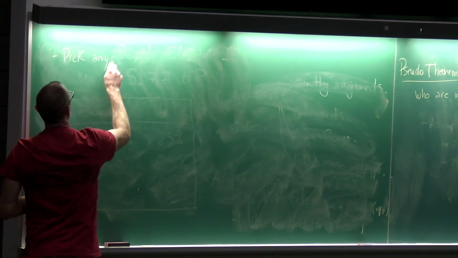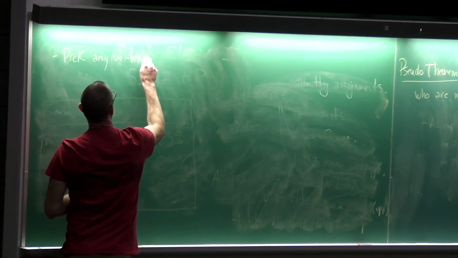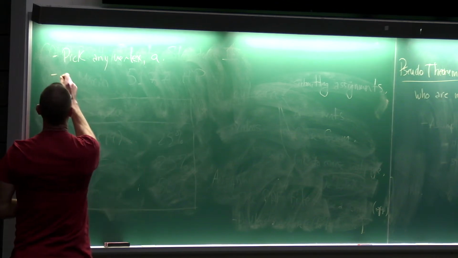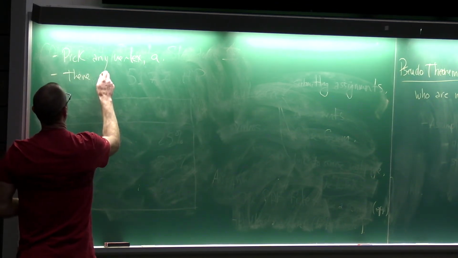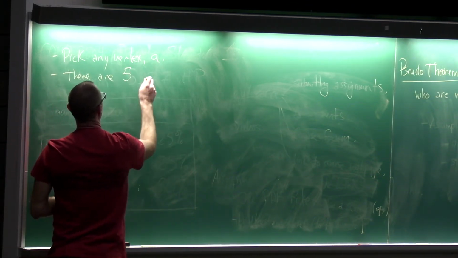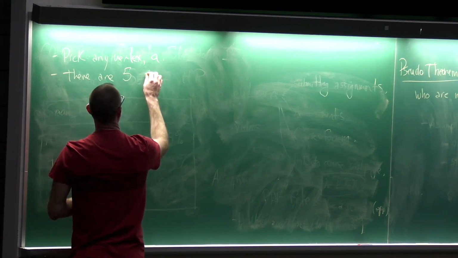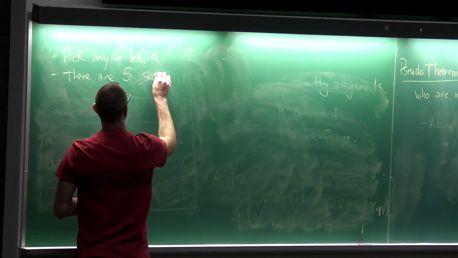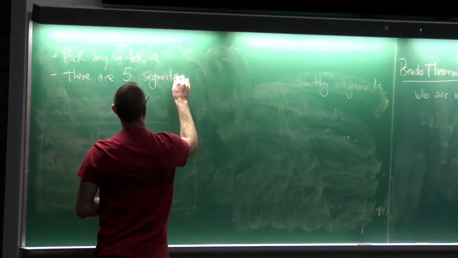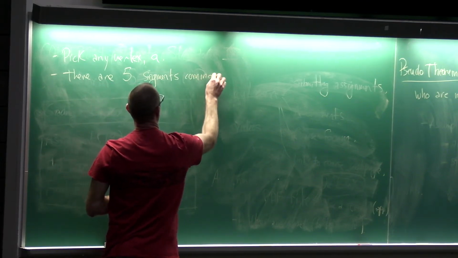So pick any vertex A. There are 5 segments coming out of A.